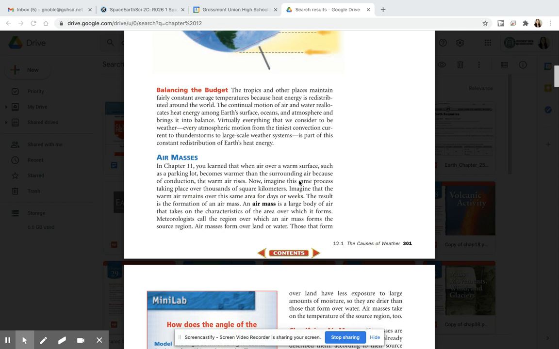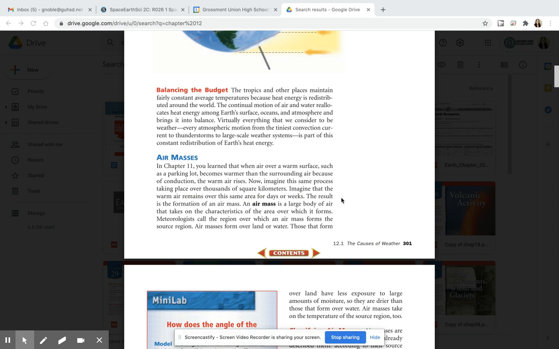Air masses. In Chapter 11, you learned that when air over a warm surface, such as a parking lot, becomes warmer, the surrounding air becomes warmer by conduction. The warm air rises. Now imagine the same process taking place over thousands of square kilometers.